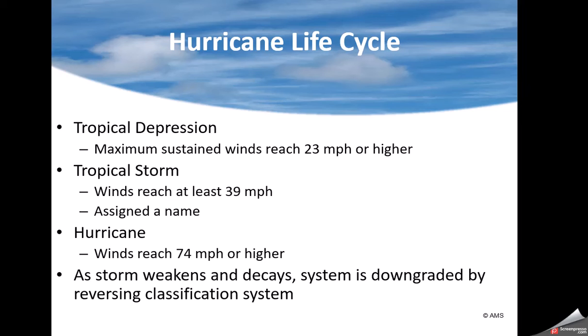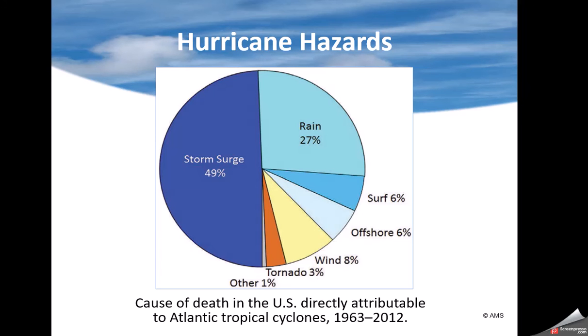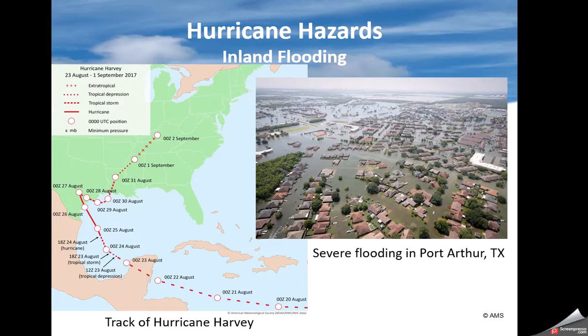And then you can also have tropical storms and eventually hurricanes. And here you can see the damage from these. Look at the storm surge. It causes the most deaths. And rain is right next behind it. So flooding is the main issue, not the winds, and not necessarily the surfing.